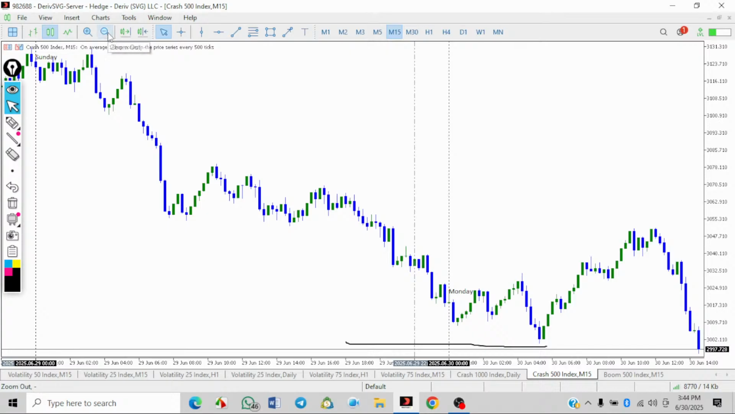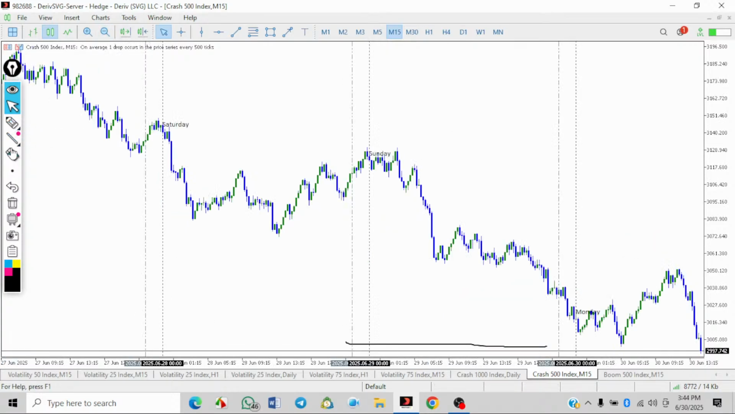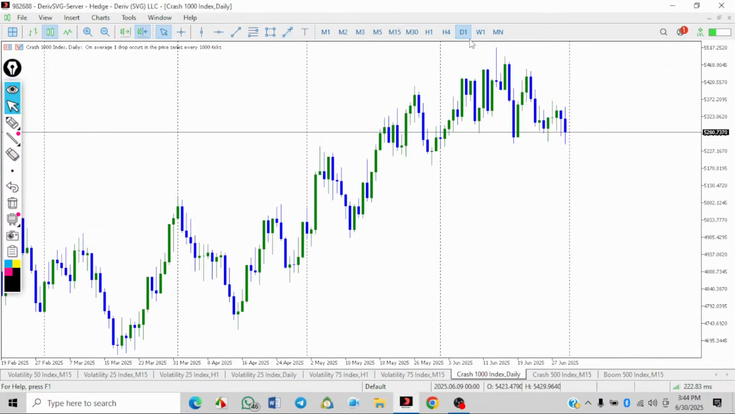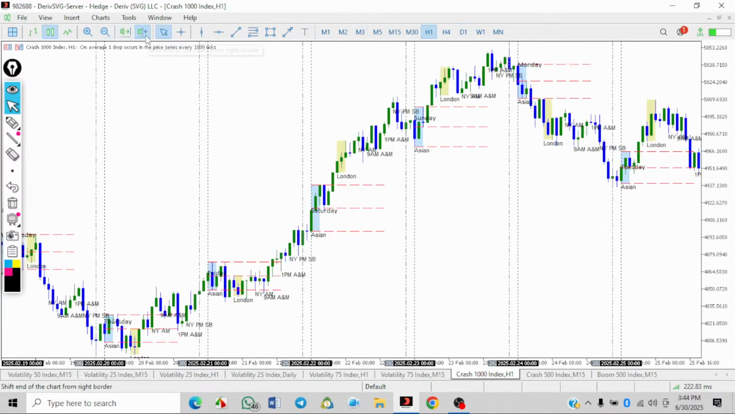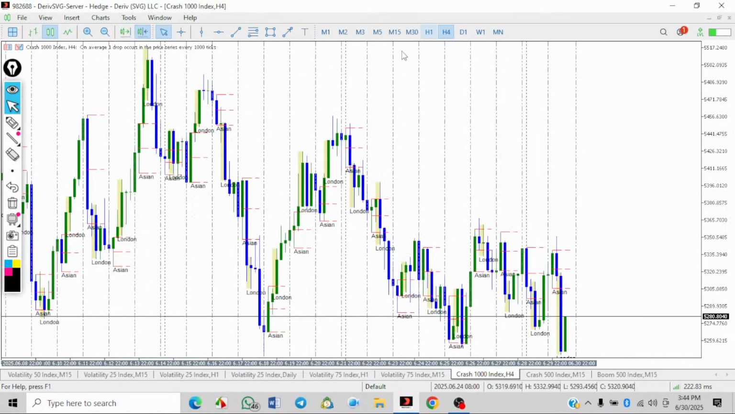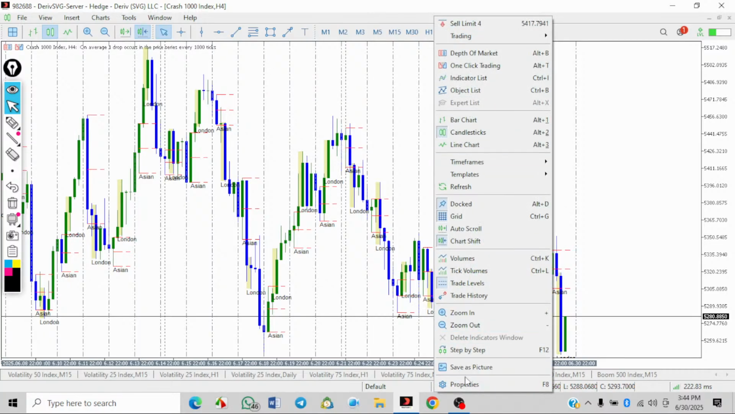You can see Crash 500 has taken out this low already. So can we look at Crash 1000? Crash 1000 gives us a very big expansion. We might not be having any spike on Crash 1000 now, because if you look at the 4 hour time frame, if you are going to have a spike on Crash 1000, let me change the property.